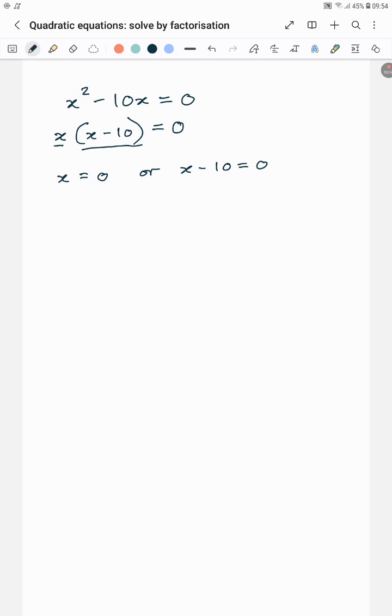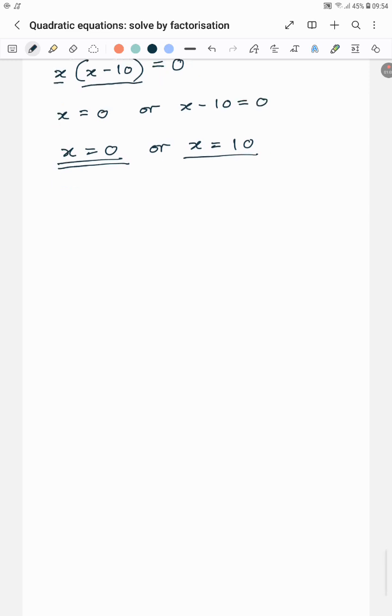So here, this one we take it as it is, x is equal to 0, and we solve the other side, x is equal to 10. So these are the two answers for this particular question.